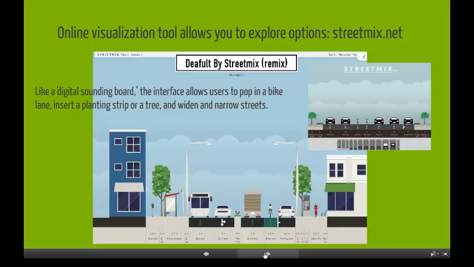Let me take this opportunity to mention that StreetMix has an online visualization tool that allows designers and amateurs to explore options. The tool works like a digital soundboard, allowing the user to pop in a bike lane, insert landscaping, add a bus lane, or widen the sidewalks.